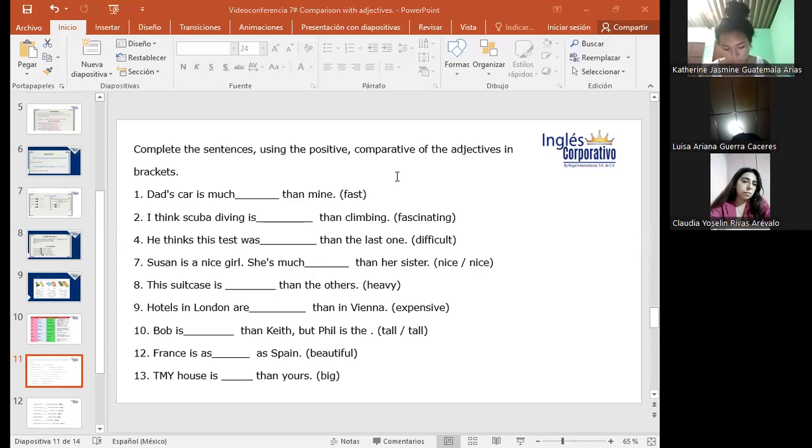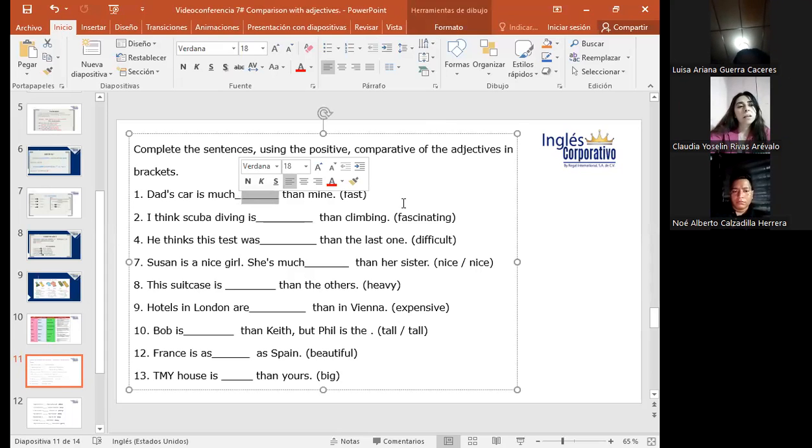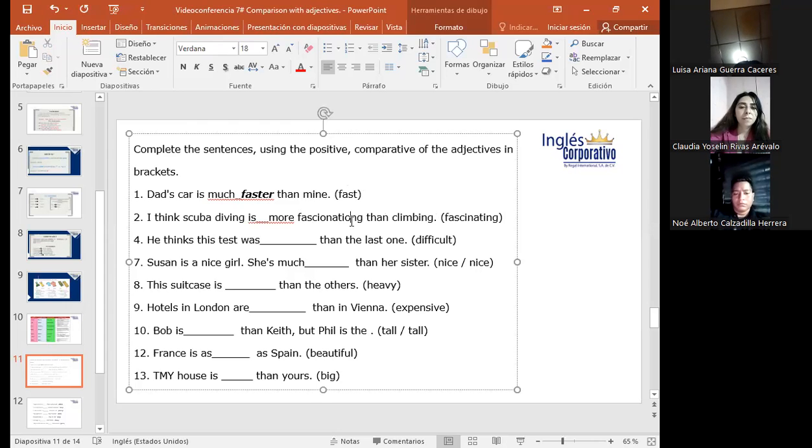Okay, are you ready? Yes. All right, so let's see what happened with this example. It says that car is much faster. So in that case, you can compare with the exercise you have, that will be faster. What about the next one? I think it's scuba diving is more fascinating. Fascinating. Okay.